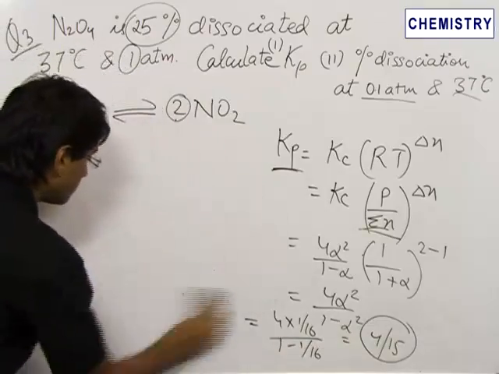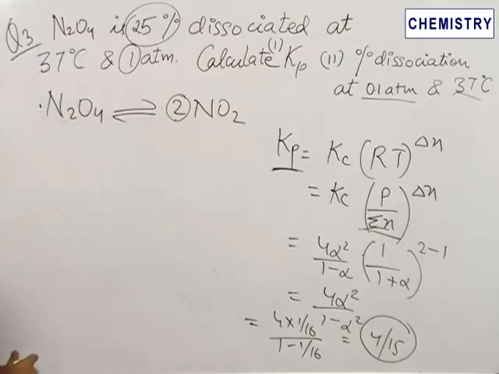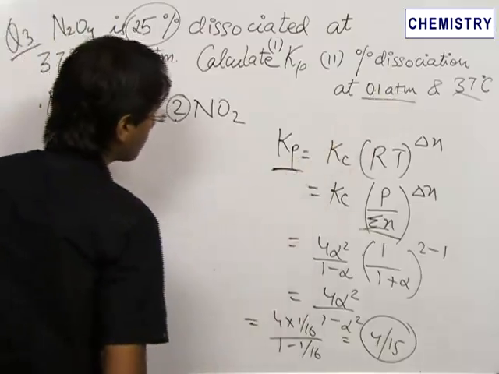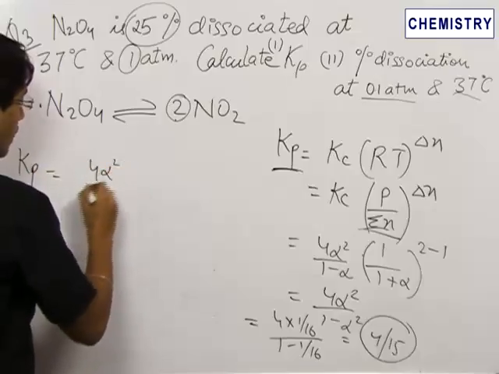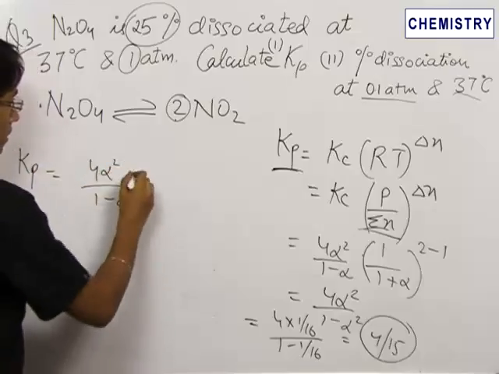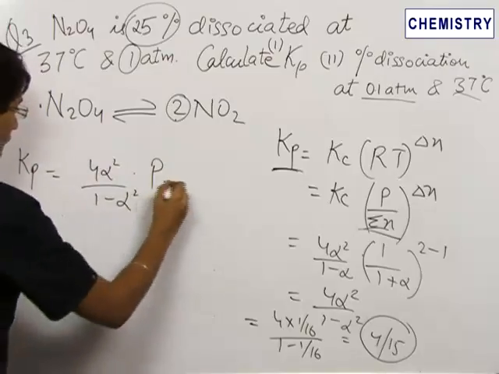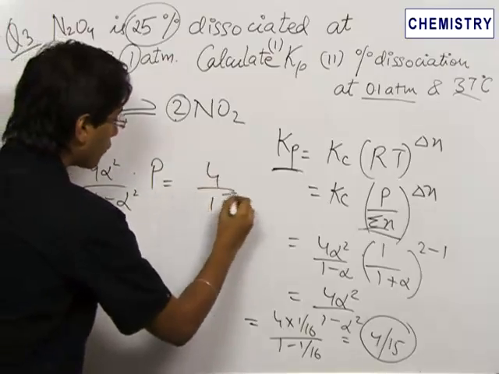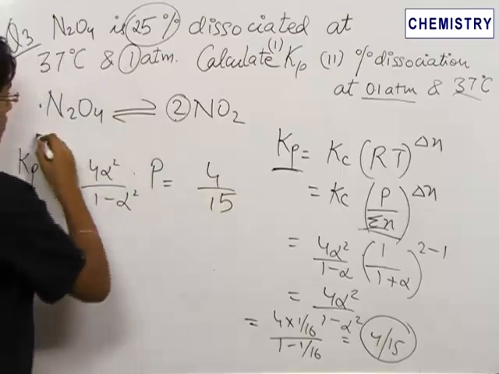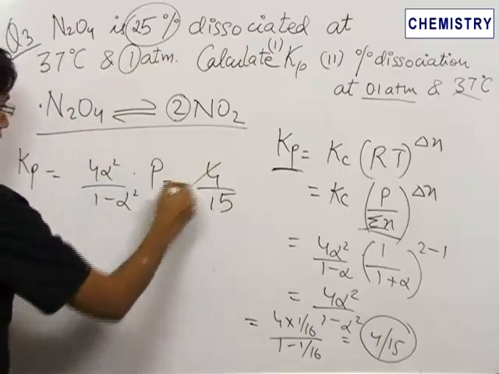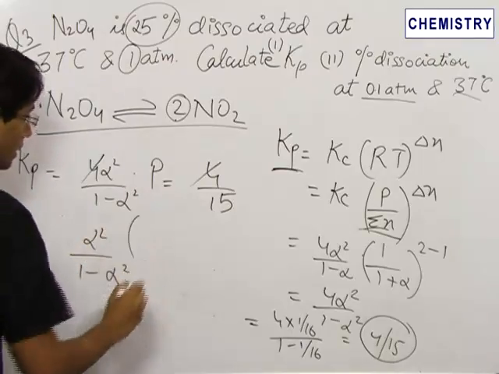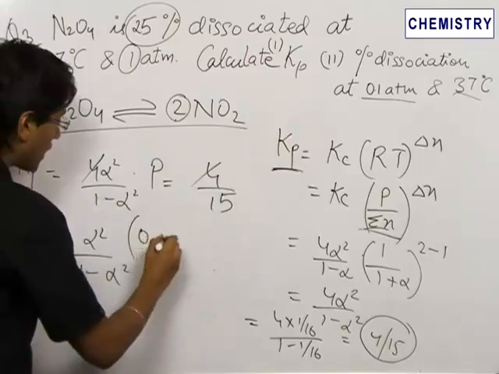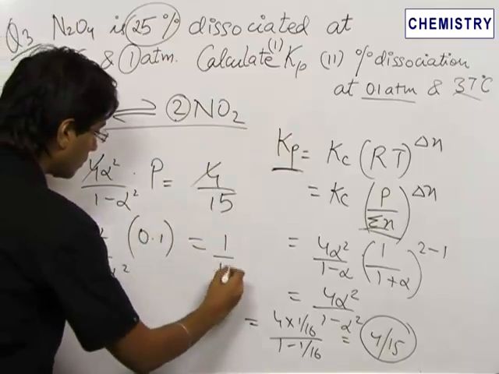For our second part, we need to find the percentage dissociation at 0.1 atm and 37 degrees centigrade. Now our Kp is equal to 4 alpha square upon 1 minus alpha square into the total pressure, and this is equal to 4 upon 15 because Kp for an equilibrium reaction does not change. So alpha square upon 1 minus alpha square into pressure, which is 0.1 atm in the second part, this is equal to 1 upon 15.